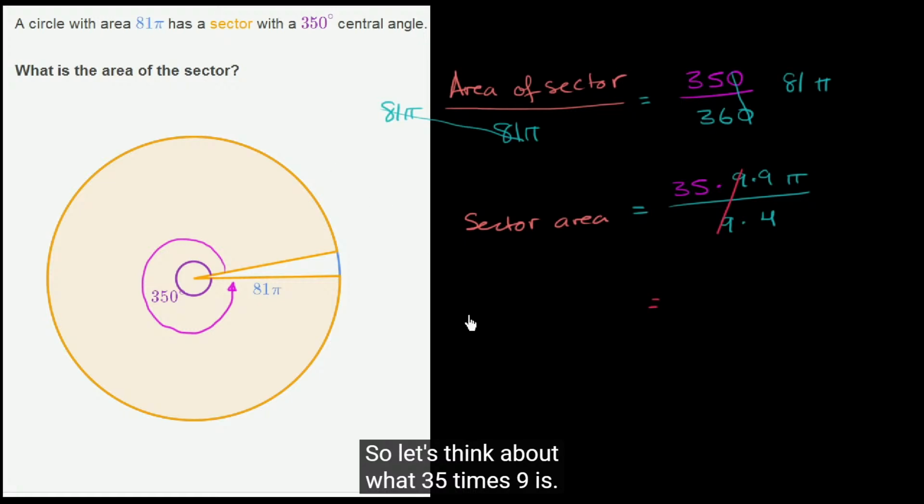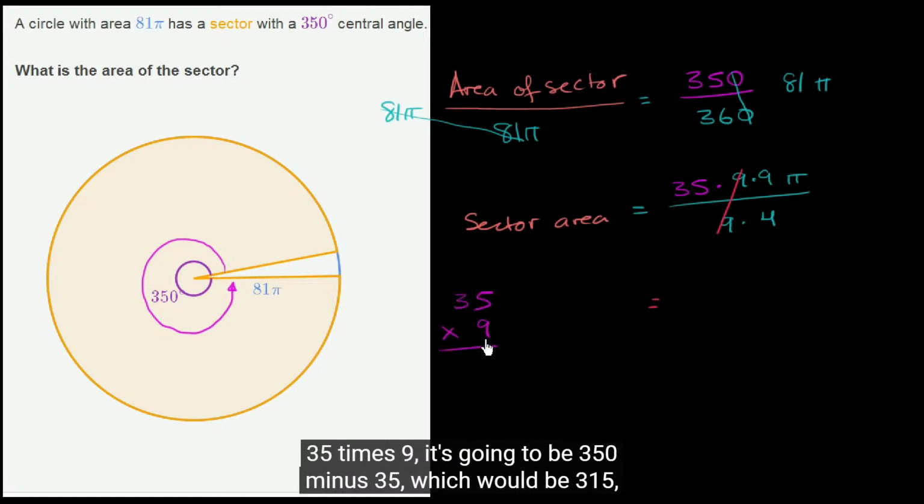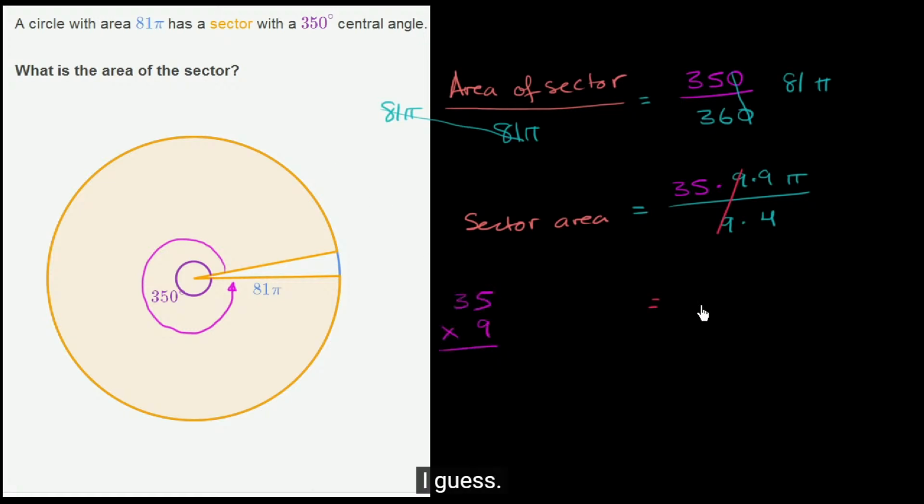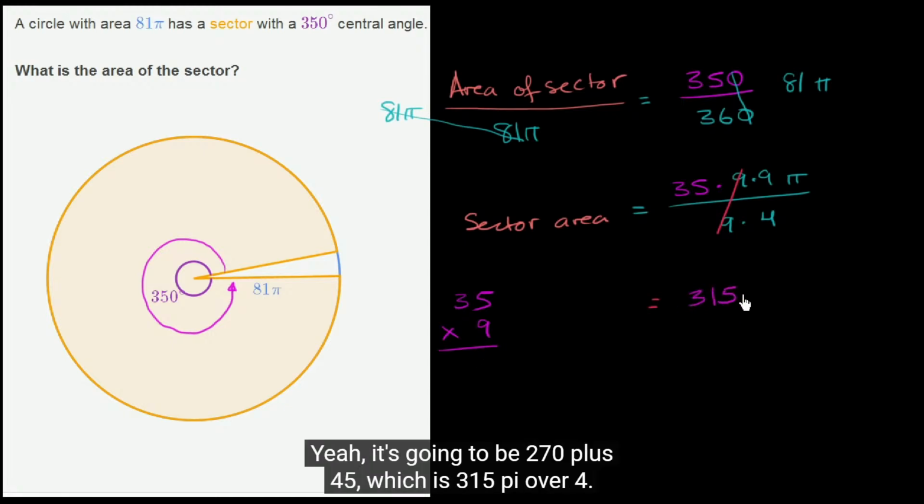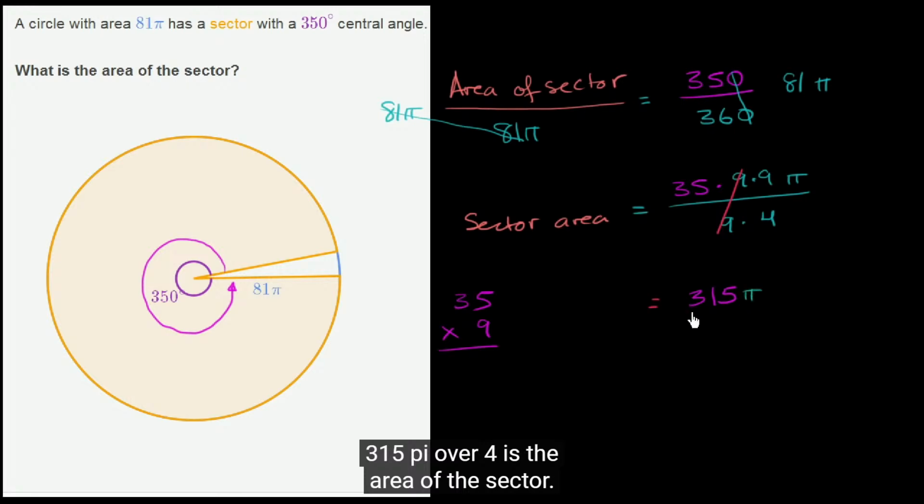So let's think about what 35 times 9 is. It's going to be 350 minus 35, which would be 315. Did I do that right? Yeah, it's also 270 plus 45, which is 315. So 315 pi over 4 is the area of the sector.